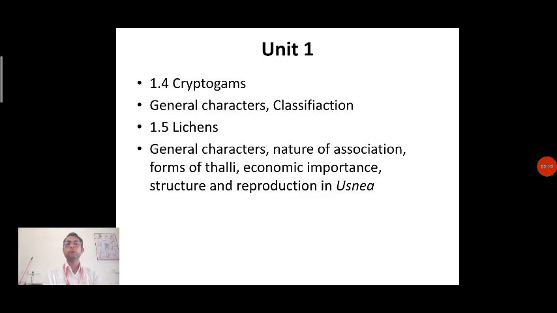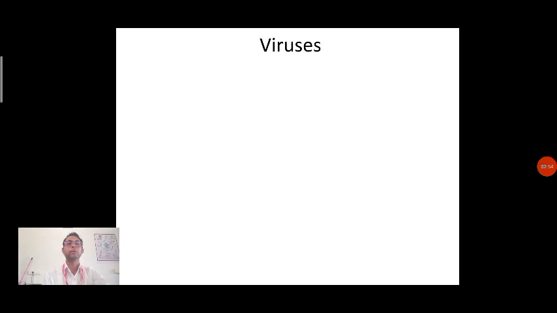For lichen we are going to concentrate on the general characters of lichen, nature and association of the forms of thalli, then economic importance of lichen, structure and reproduction in Usnea. So Usnea is one of the examples which we are going to consider for the lichen, and we are going to concentrate on this lichen. So in today's lecture we are going to talk about the viruses.